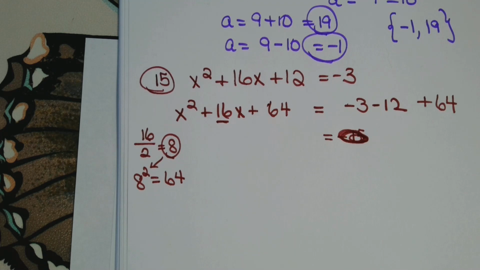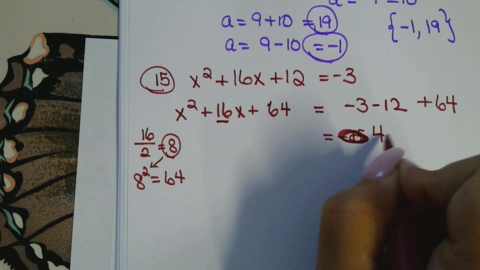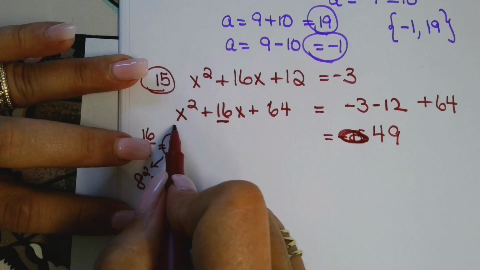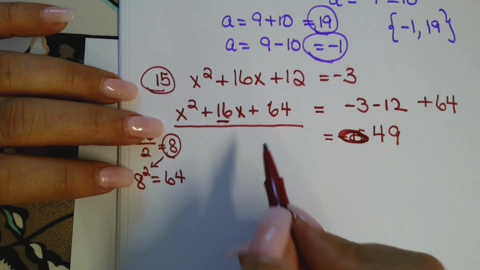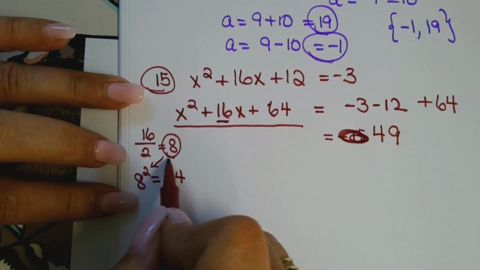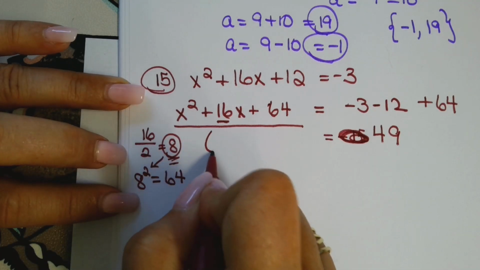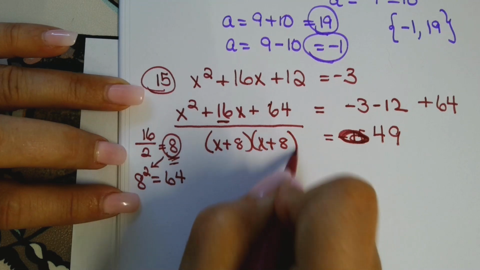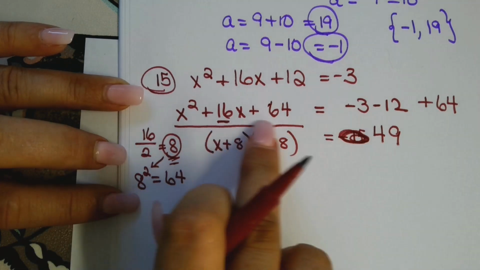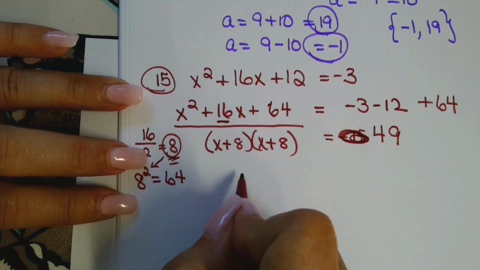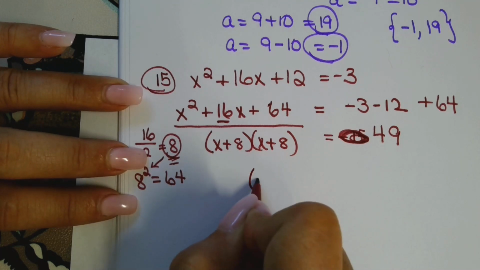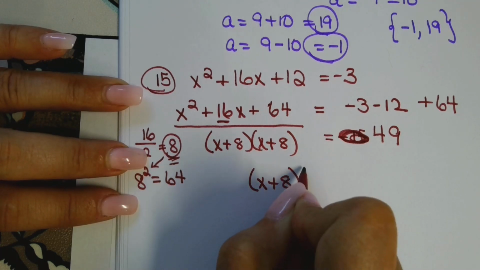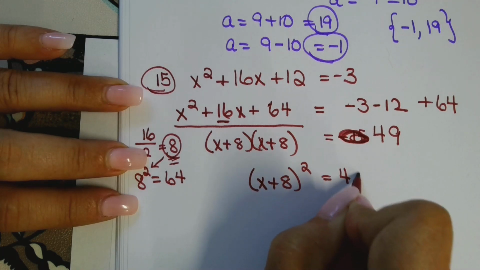So that's going to give me -3 minus 12 plus 64. That's going to be 49 over here. And this is a perfect square trinomial. Remember, I told you to remember 8. So we can rewrite that as x plus 8, x plus 8. And in fact, if you FOIL that, you do get that. So that works out really well. And this can be rewritten as x plus 8 squared equals 49.